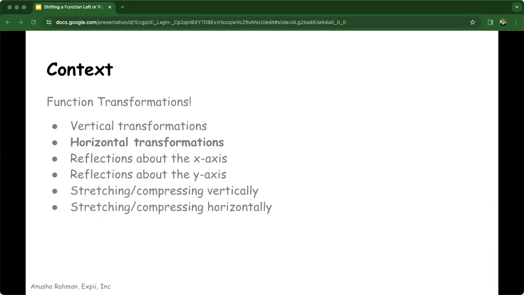Function transformations are not new to us. Similar to polynomial transformations, function transformations shift functions around a coordinate plane. We can also reflect and stretch or compress functions. There's so much that we can do to functions to create new functions. It may be helpful to review parent functions before we dive into this lesson.